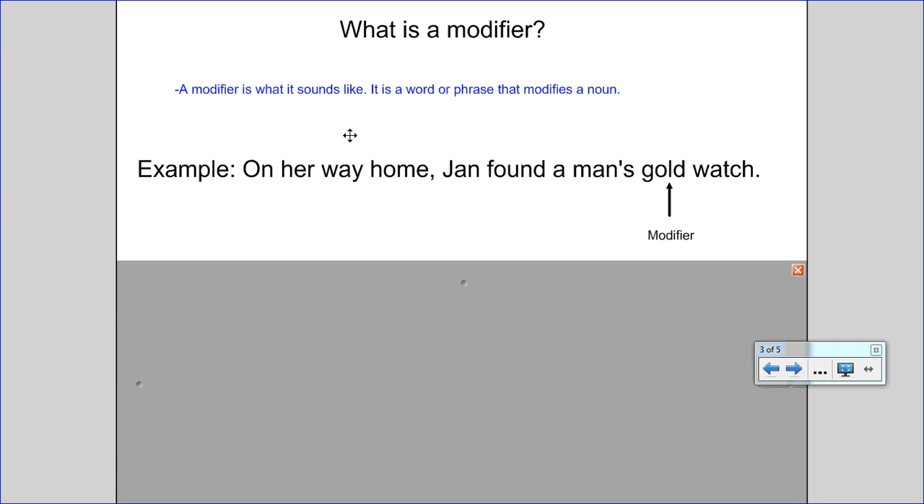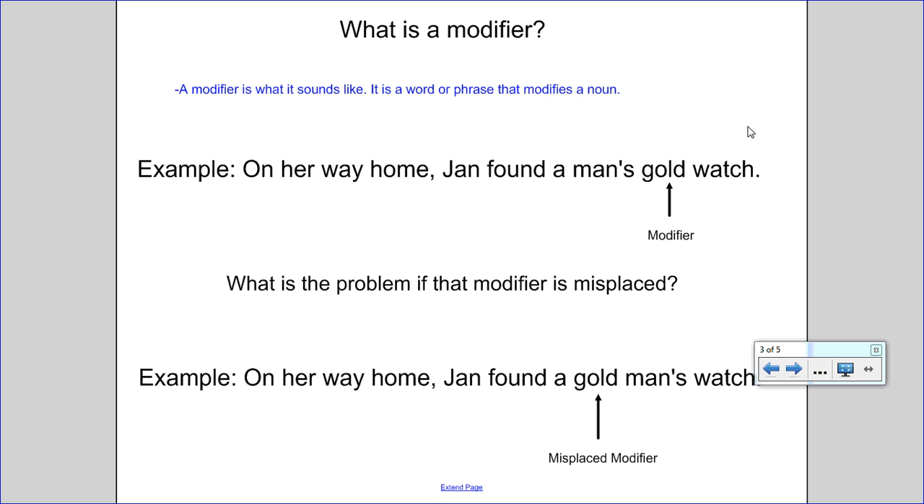So in our example here, on her way home, Jan found a man's gold watch. In this sentence, gold is being used as a modifier. It's modifying the noun watch. It could have just said watch, but we're given more information through the modifier gold. The watch was gold. Okay, however, what is the problem if that modifier is misplaced?